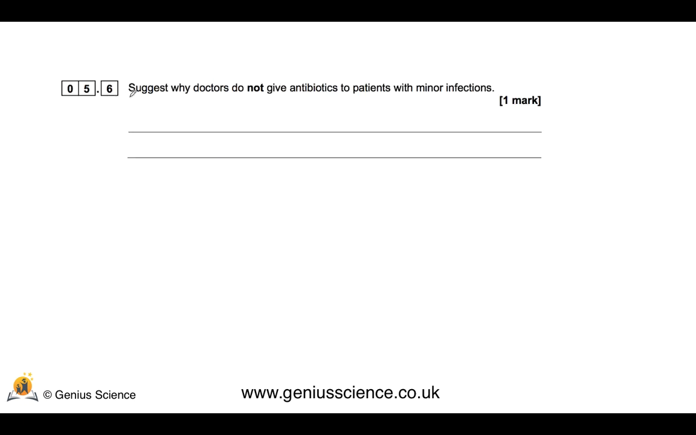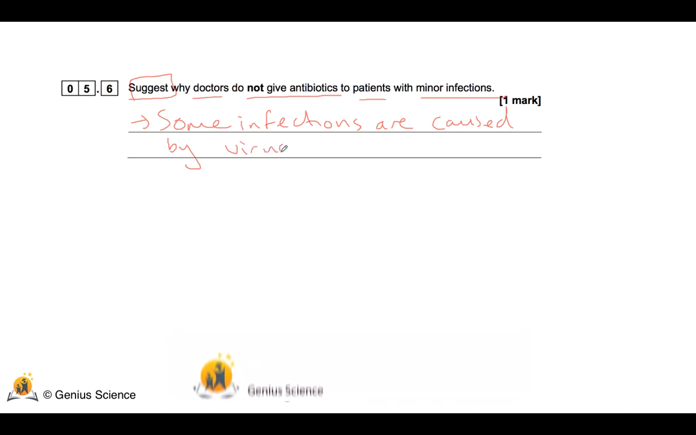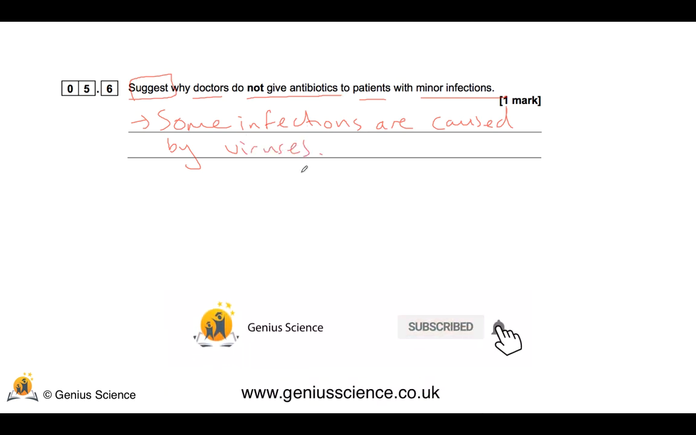Question 5.6. And they're asking us to suggest why doctors do not give antibiotics to patients with minor infections. The first thing that springs to mind for me is that not all infections are caused by bacteria. Remember, antibiotics only work on bacteria. So we could say something along the lines of some infections are caused by viruses. So the antibiotics wouldn't work anyway.